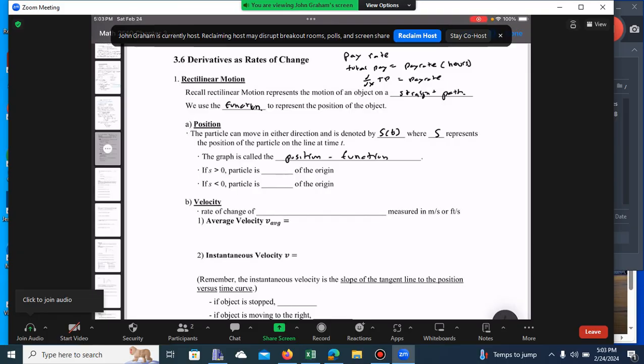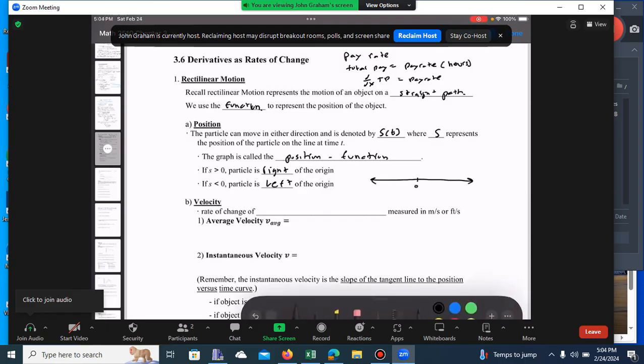If s is greater than 0, your particle is to the right of the origin. And if s is less than 0, your particle is to the left of the origin. Think of this as a number line. That's your origin. Move to the right, you're positive units away. If you move to the left, you're negative units away.